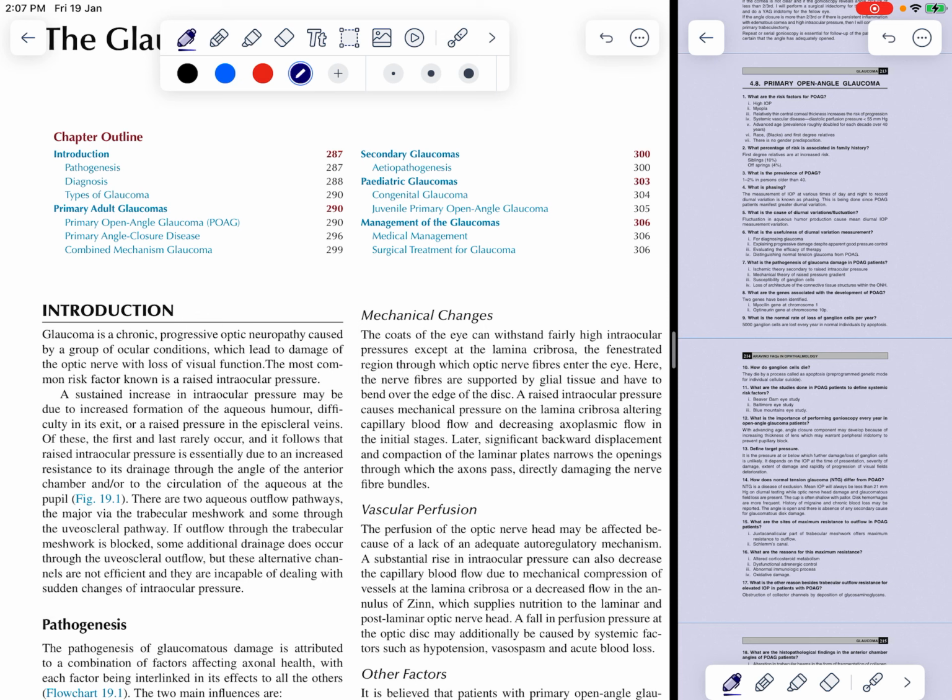Glaucoma, you must remember the definition. Glaucoma is a chronic, progressive optic neuropathy caused by a group of ocular conditions which lead to damage of optic nerve with loss of visual function. Most common risk factor, increase in IOP, and it is modifiable.